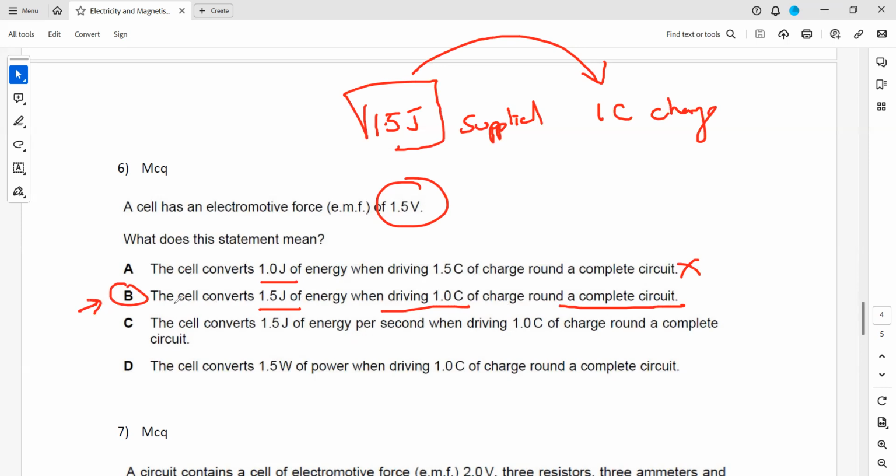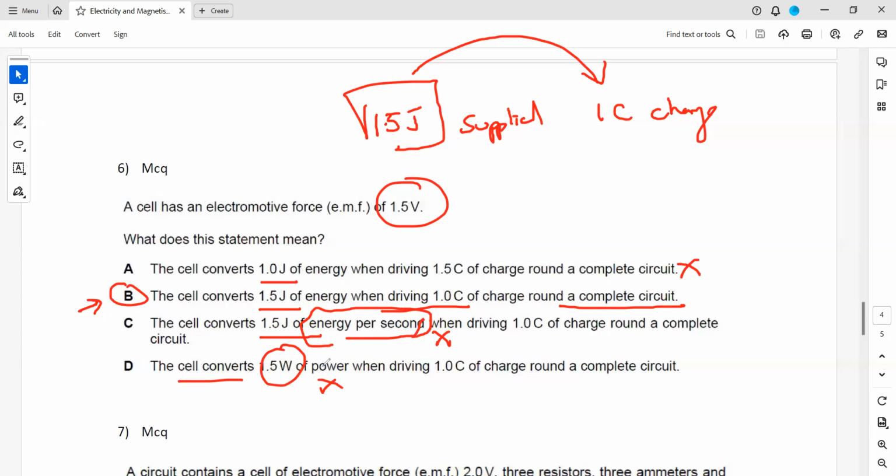Why not C? The cell converts 1.5 joules of energy per second. The voltage is not related to time, so this statement is not related here. It should not refer to time. If it is joules per second, then it becomes power. So it is not related to time. The cell converts 1.5 watt. It's not related to power either.